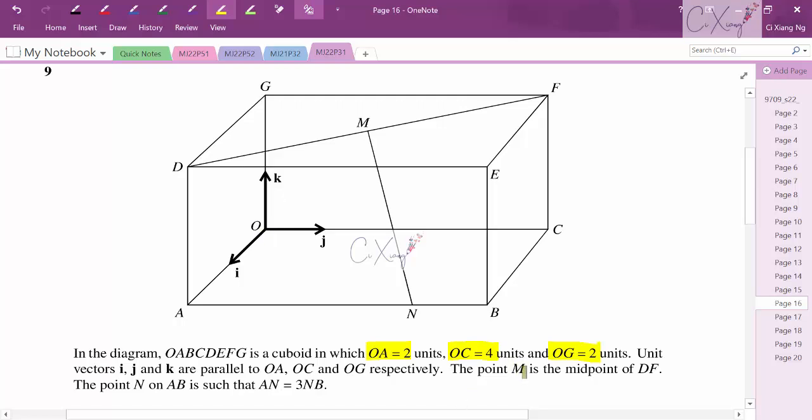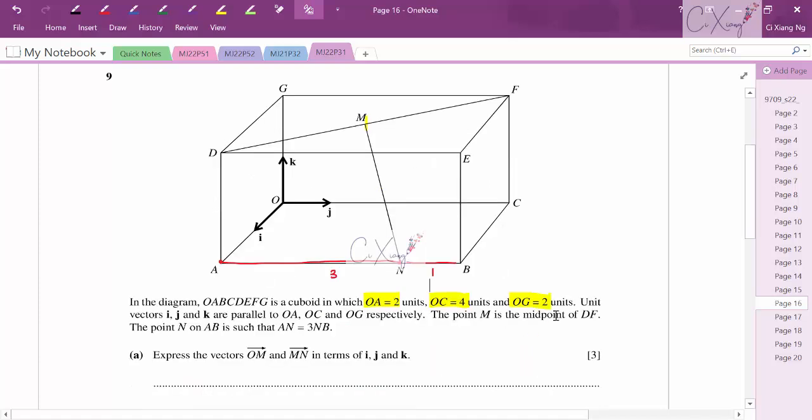The point M is the midpoint of DF. So this is the midpoint of DF. And the point N on AB is such that AN equals 3NB. So from here, we should know that from A to N, this length is 3 units, and this is 1 unit. For this question, they want us to express the vectors OM and MN in terms of i, j and k.